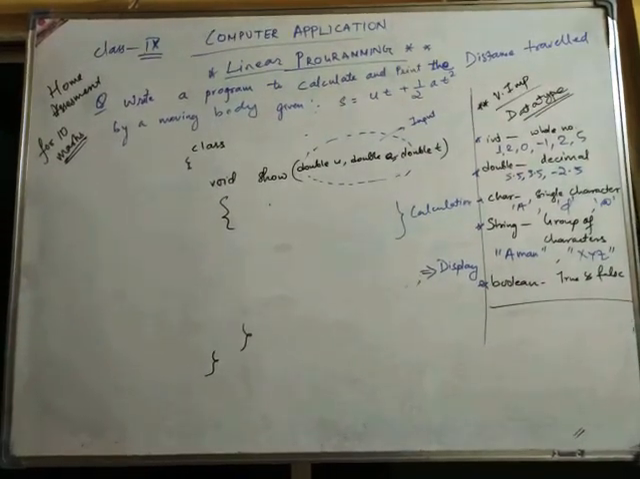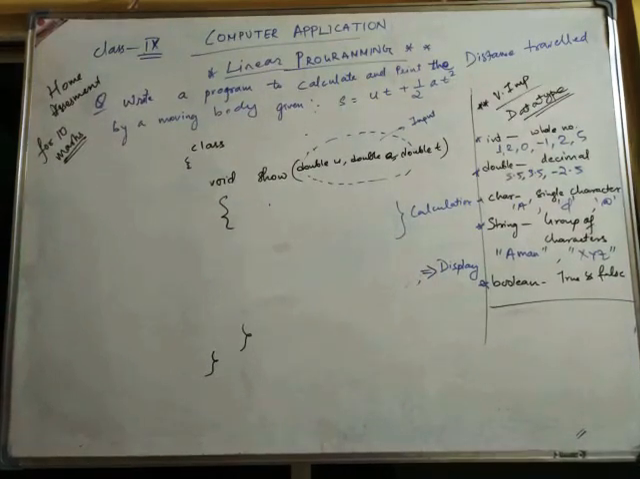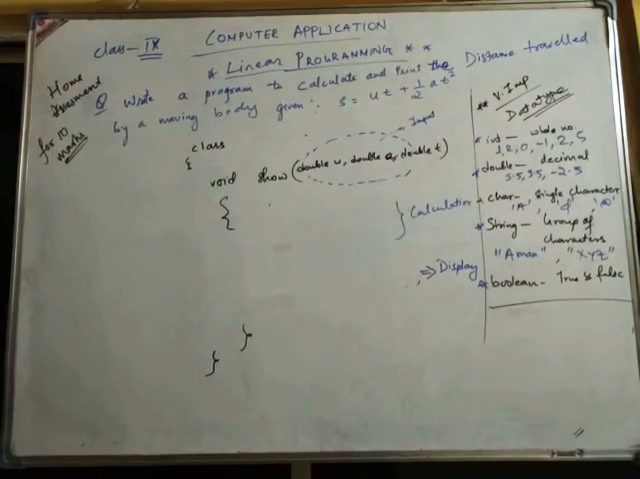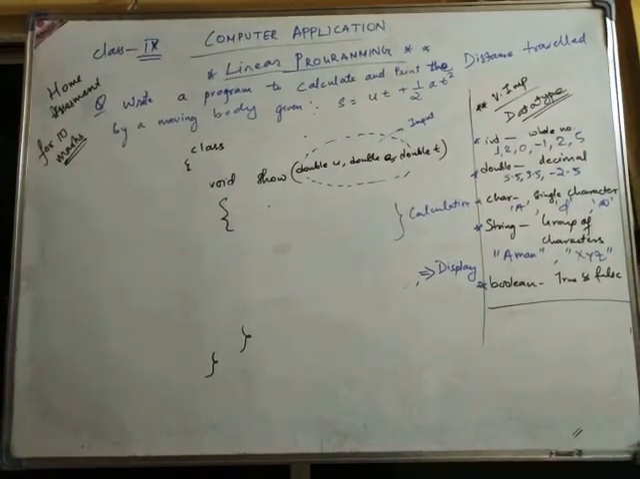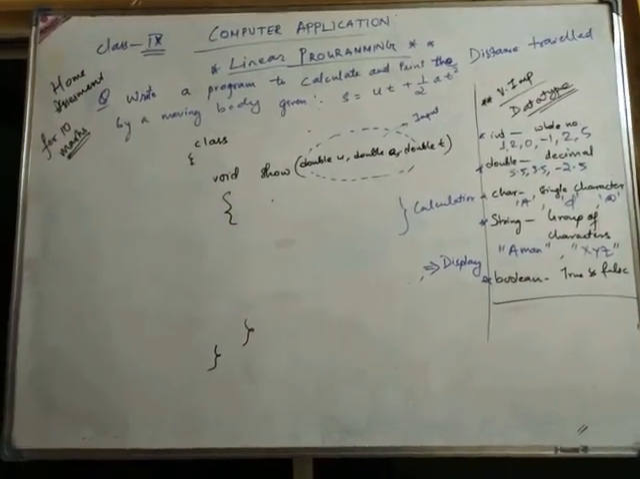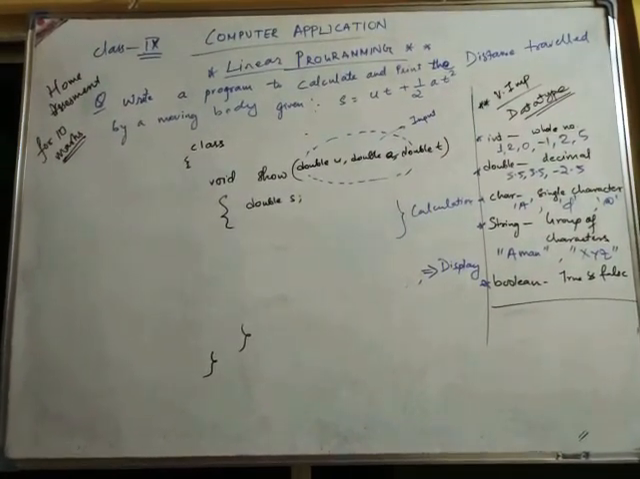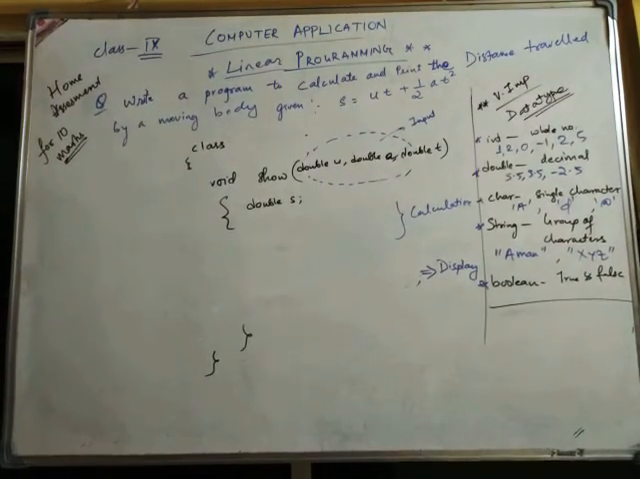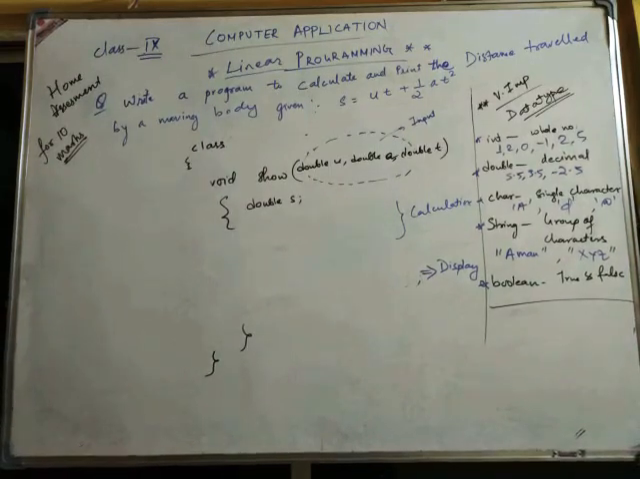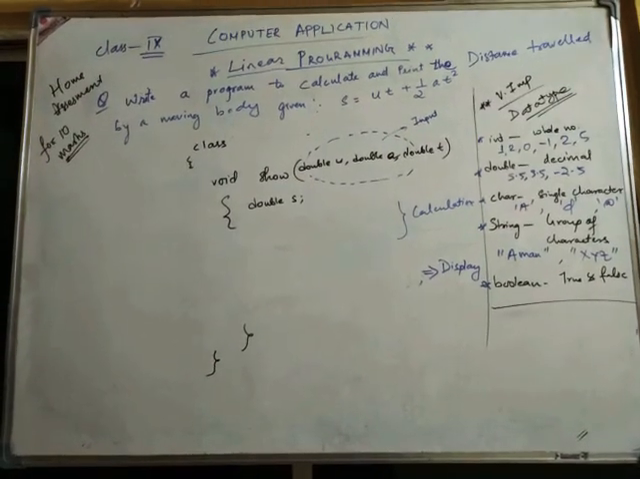I need to calculate the distance traveled. The final answer which you will get will also be a decimal value, so we'll write double s. So declare the data type of your s, it will be double. Now I'll write the formula. How do you write that in Java? In Java we write s equals u into t plus 1 by 2 into a into t into t.